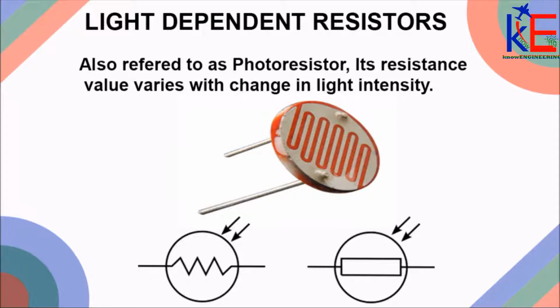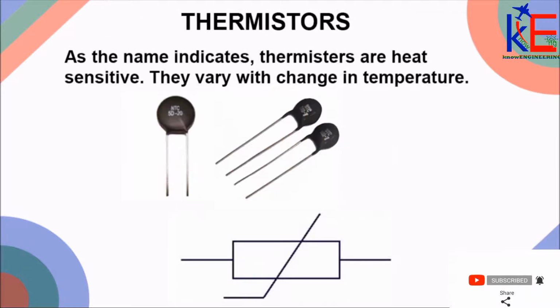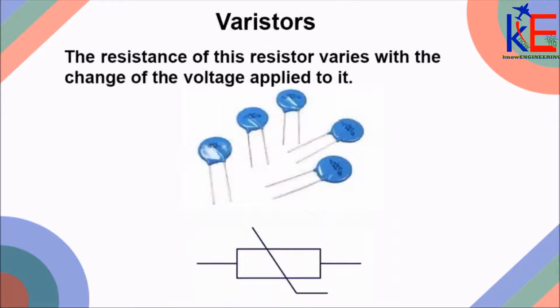Looking at other special resistors, we have the light dependent resistors, also referred to as photoresistors. Its resistance value varies with a change in light intensity. Thermistors, as the name indicates, are heat sensitive. Their resistance values vary with a change in temperature. And varistors, the resistance of these resistors varies with a change in the applied voltage.